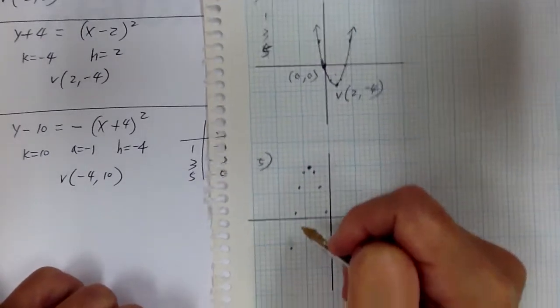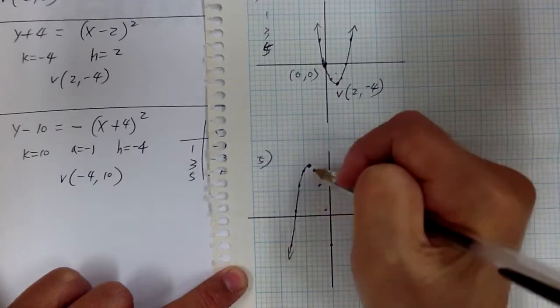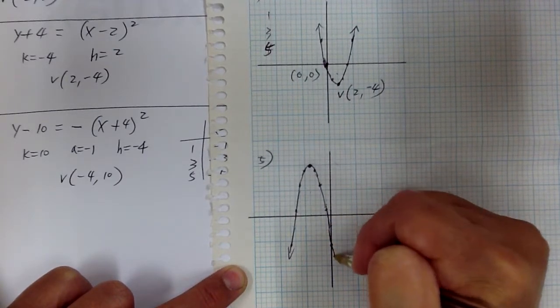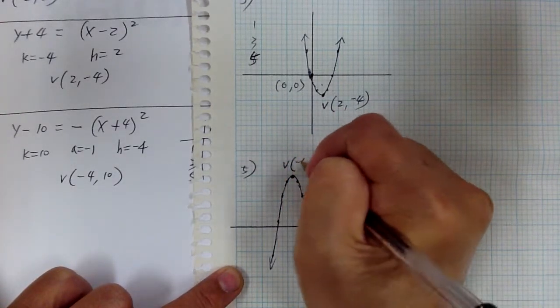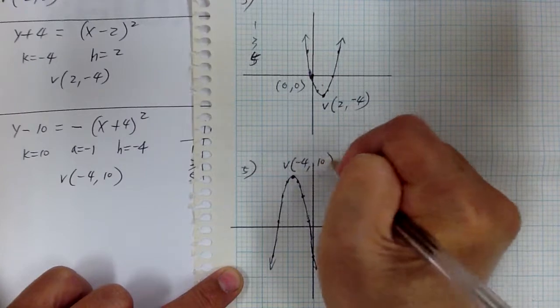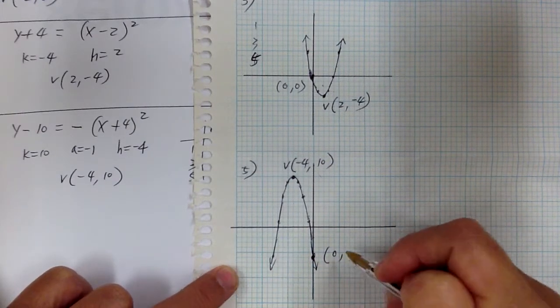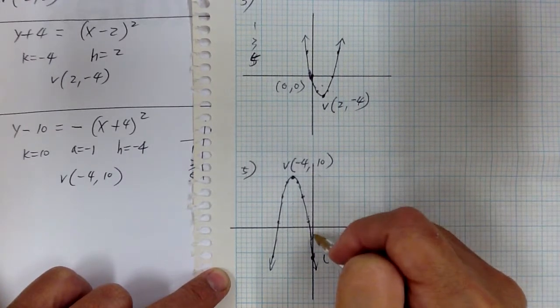So match it up, and then you just go and draw that. And label, so the vertex is going to be at (negative 4, 10). And this point over here is going to be at (0, negative 6). You just count it.